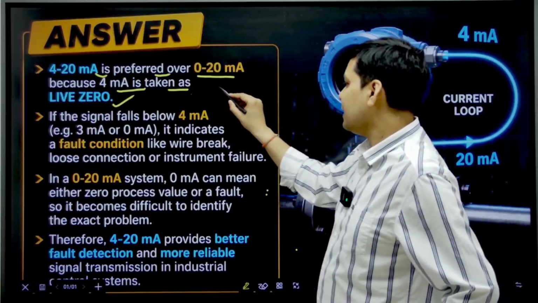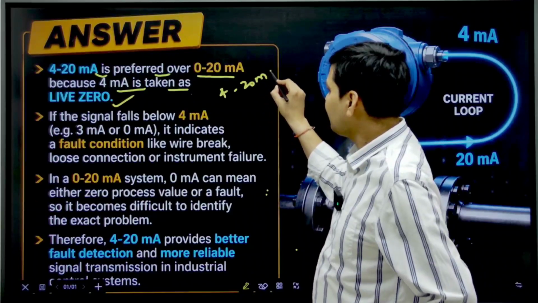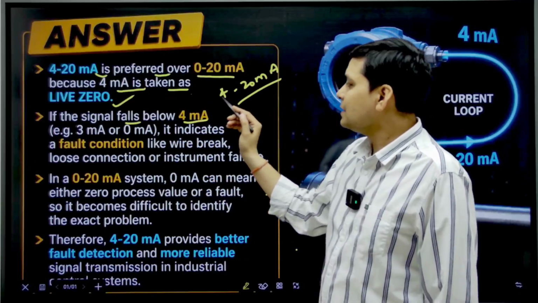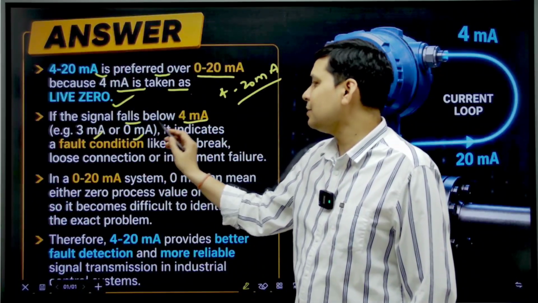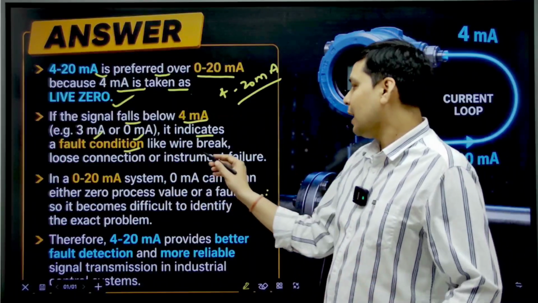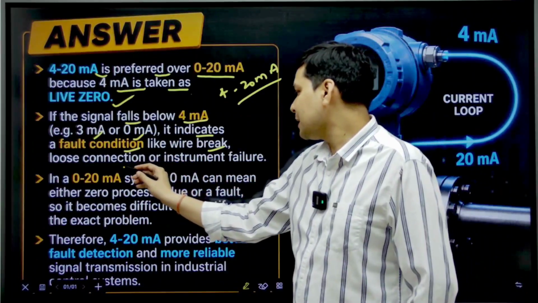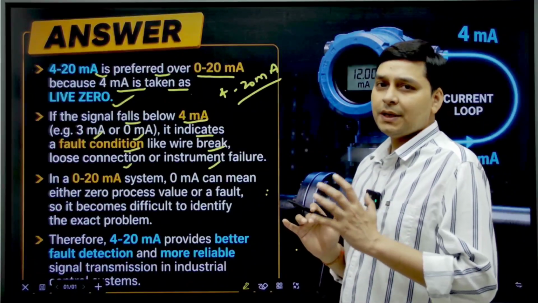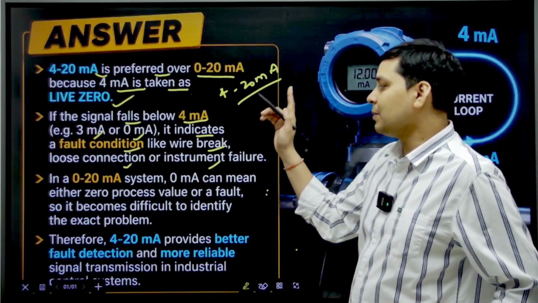Look friends, if we take 4 to 20 milliampere signal and the signal falls below 4 milliampere, suppose the signal is 3 milliampere or 0 milliampere, then it indicates a fault condition like a wire break, a loose connection or instrument failure. So we use 4 to 20 milliampere signal instead of 0 to 20 milliampere signal.